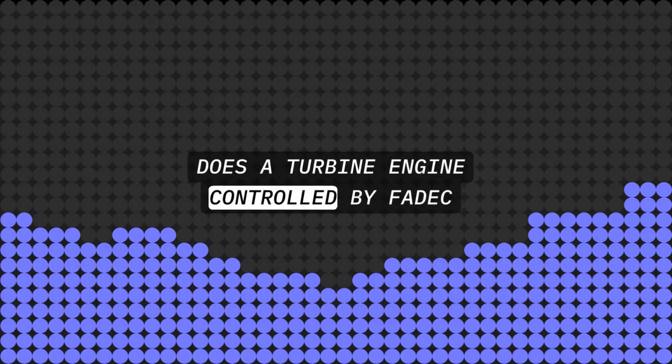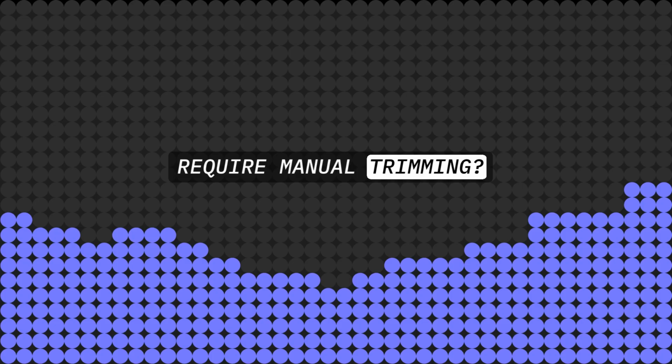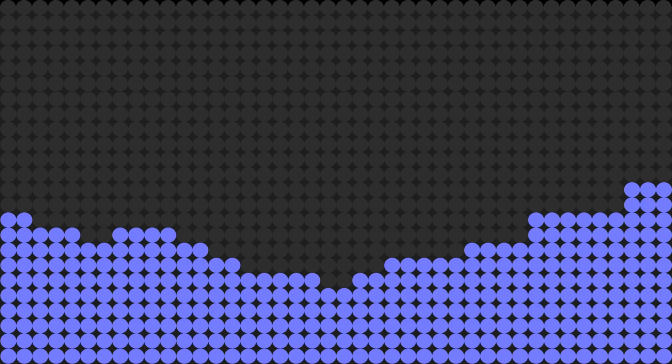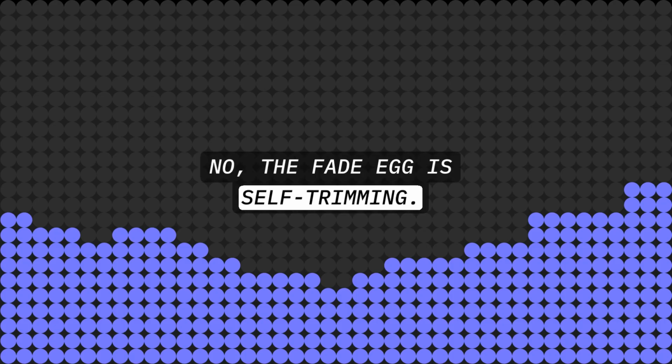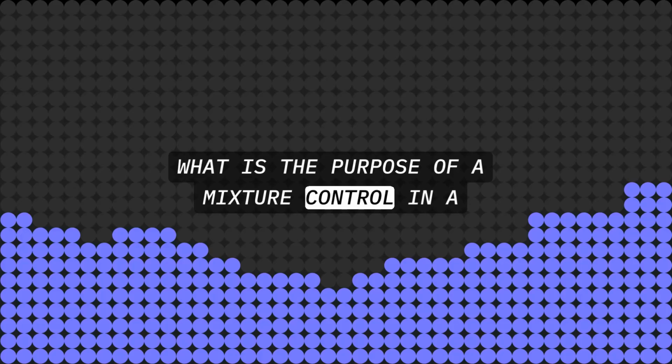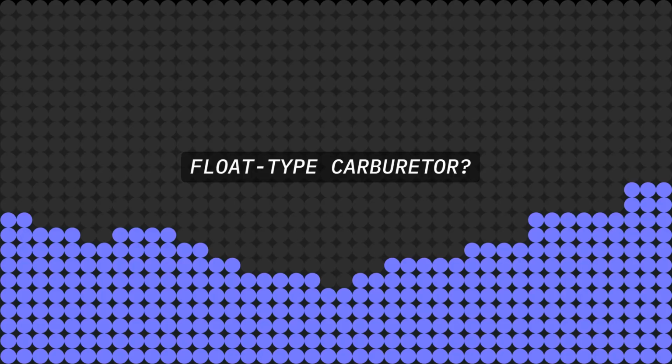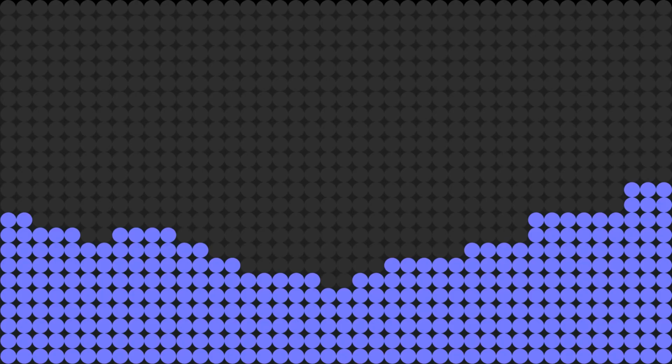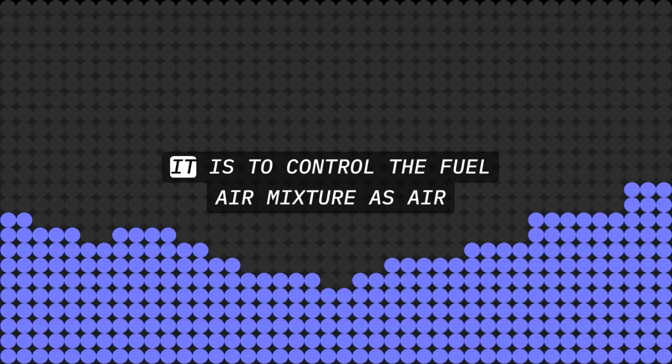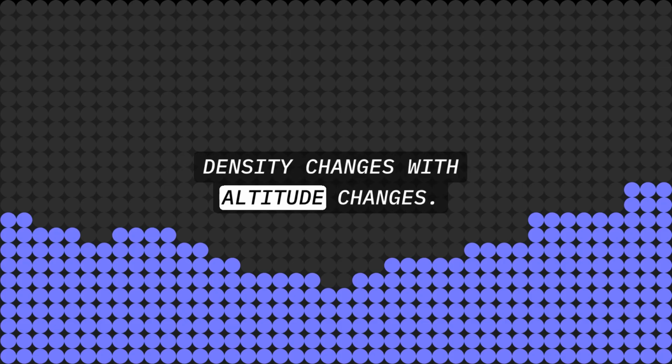Does a turbine engine controlled by FADEC require manual trimming? No, the FADEC is self-trimming. What is the purpose of a mixture control in a float-type carburetor? It is to control the fuel-air mixture as air density changes with altitude changes.